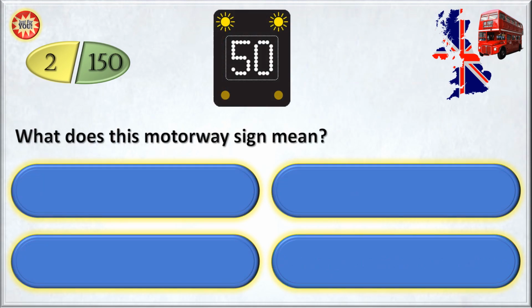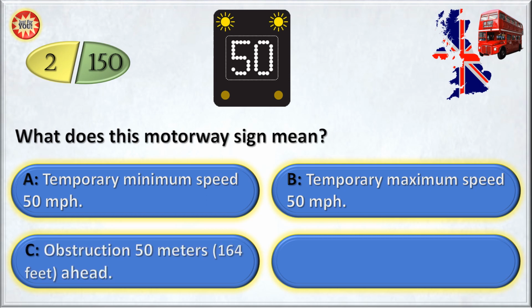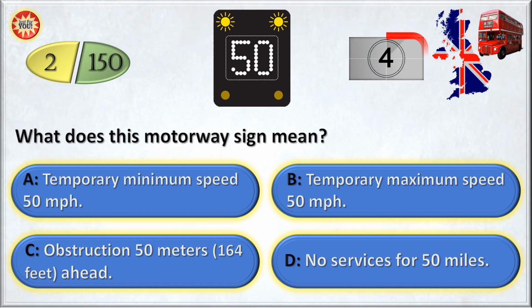What does this motorway sign mean? Temporary minimum speed 50 miles per hour. Temporary maximum speed 50 miles per hour. Obstruction 50 meters, 164 feet, ahead. No services for 50 miles.